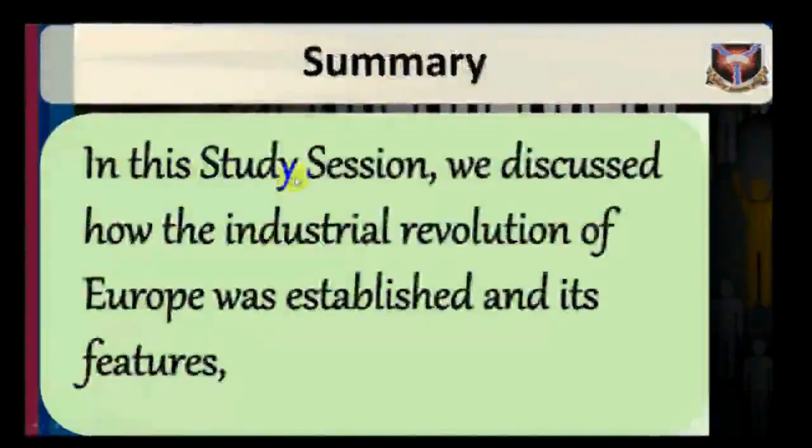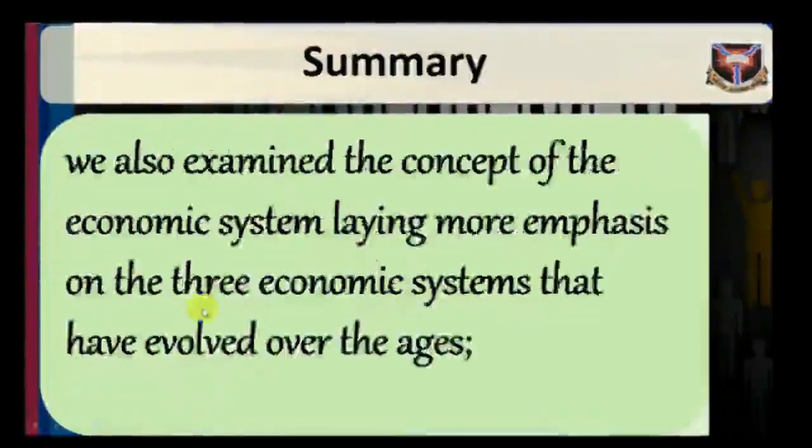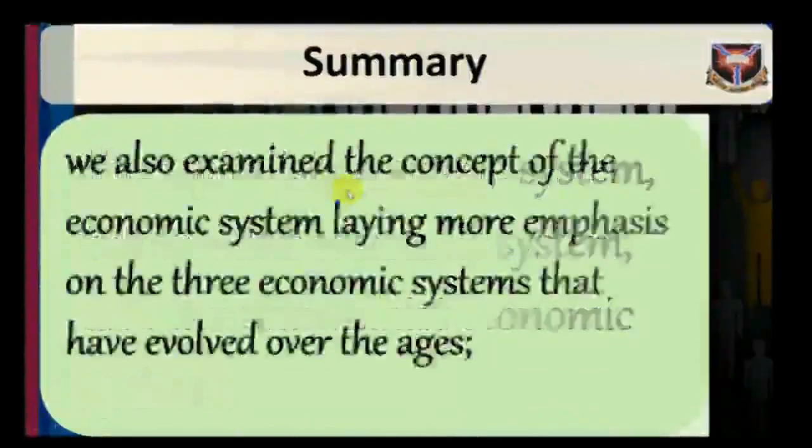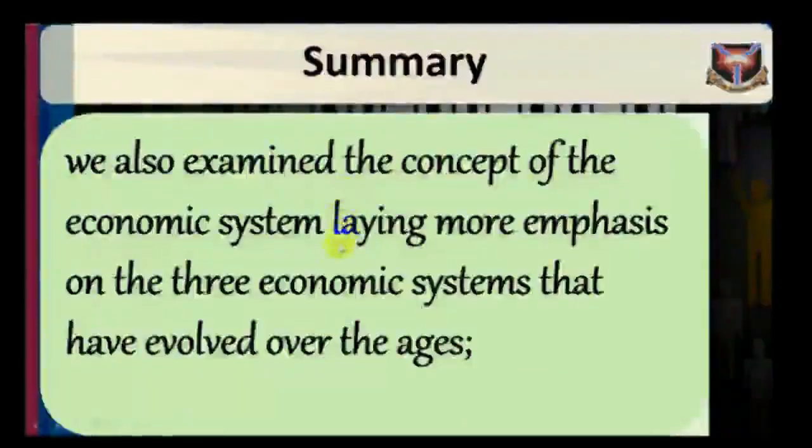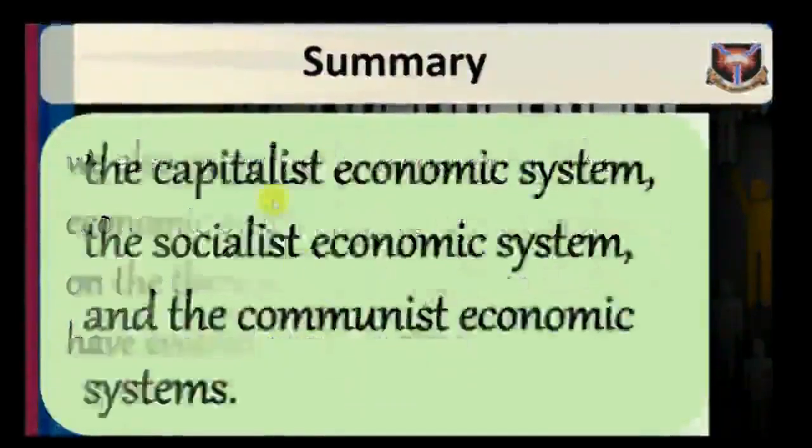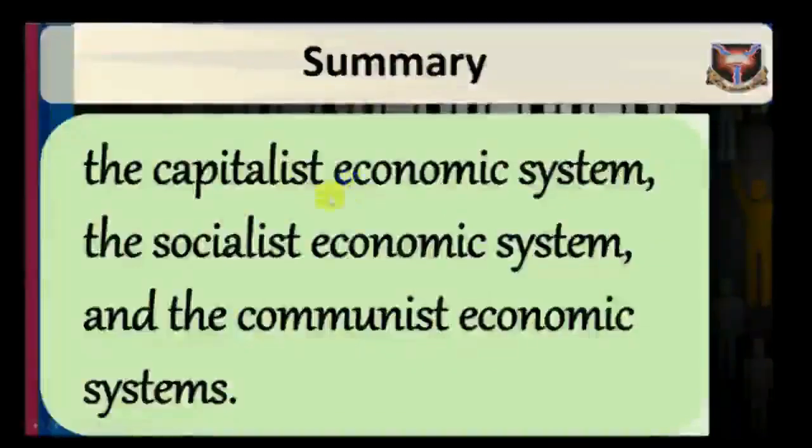Study session summary. In this study session, we discussed how the Industrial Revolution of Europe was established and its features. We also examined the concept of the economic system, laying more emphasis on the three economic systems that have evolved over the ages: the capitalist economic system, the socialist economic system, and the communist economic system.